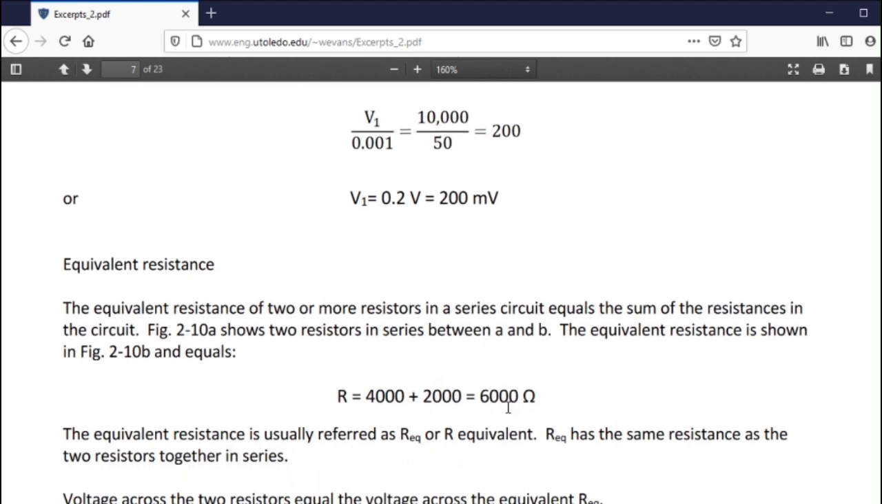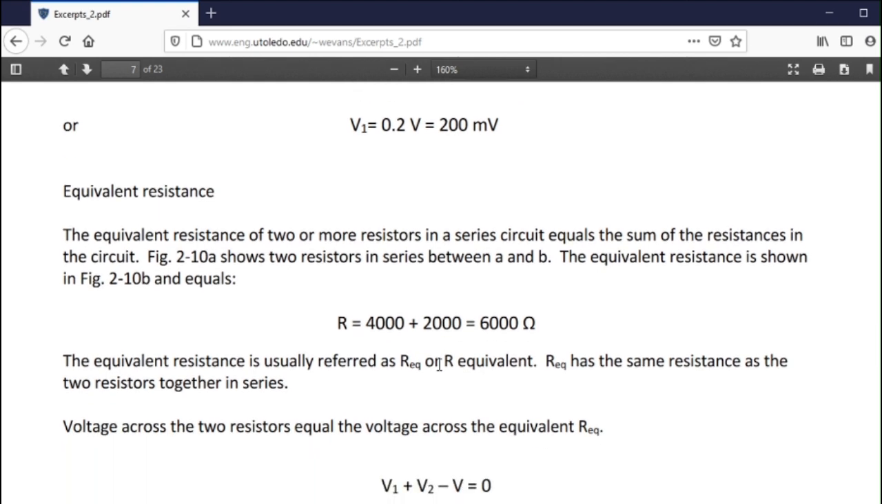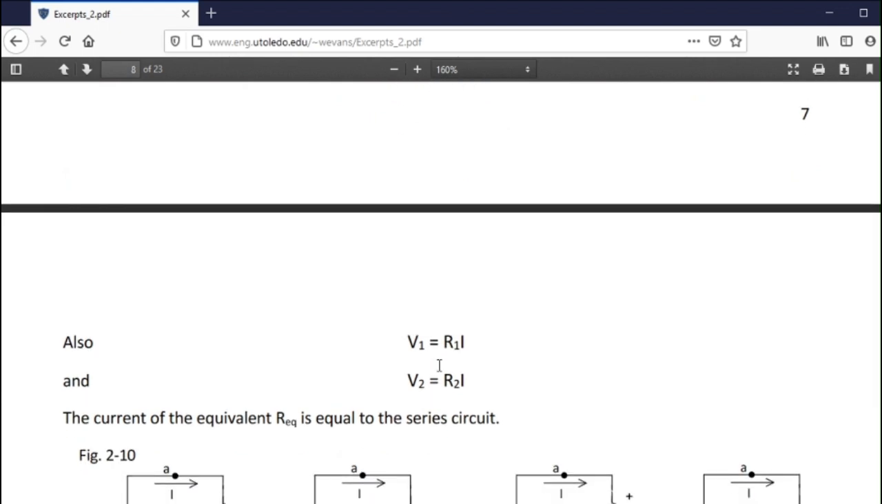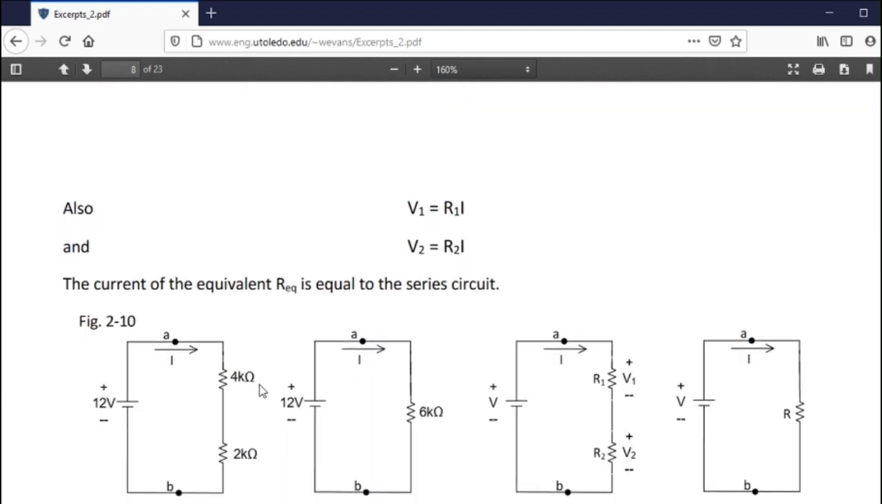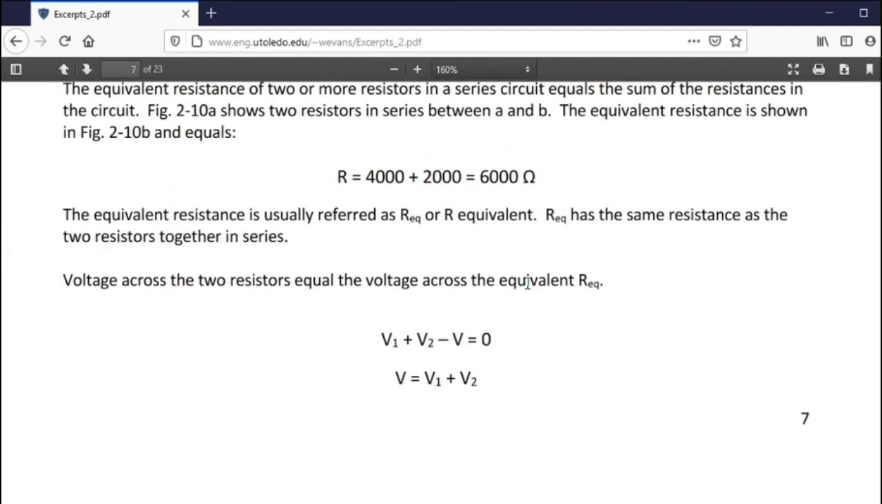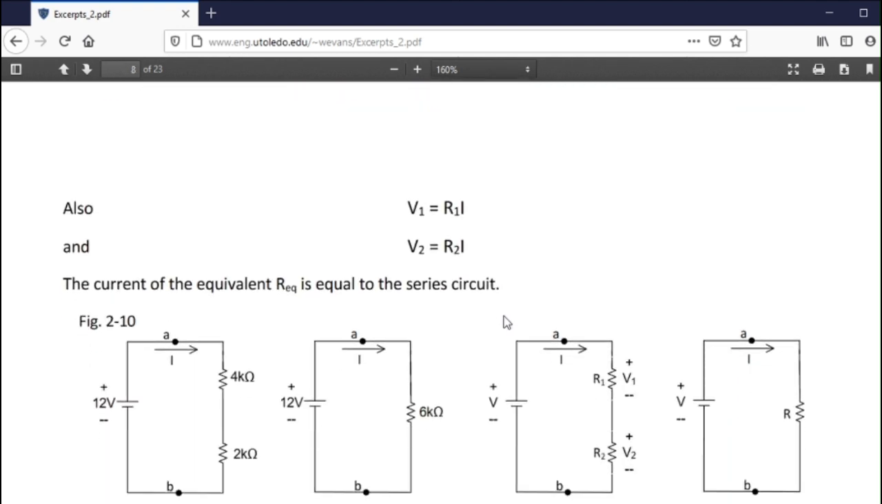So we can find the equivalent resistance of two or more resistors in a series circuit. It's equal to the sum of the resistances of the circuit. Figure 210A shows two resistors in series between A and B. Okay, so here is an example. What would be our equivalent resistance? 4K plus 2K is 6K, right? 6,000 ohms. Okay. What about this one right here?